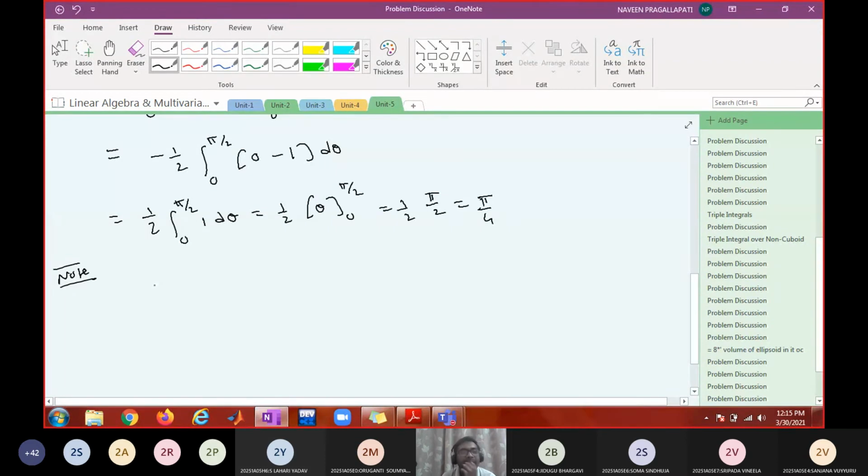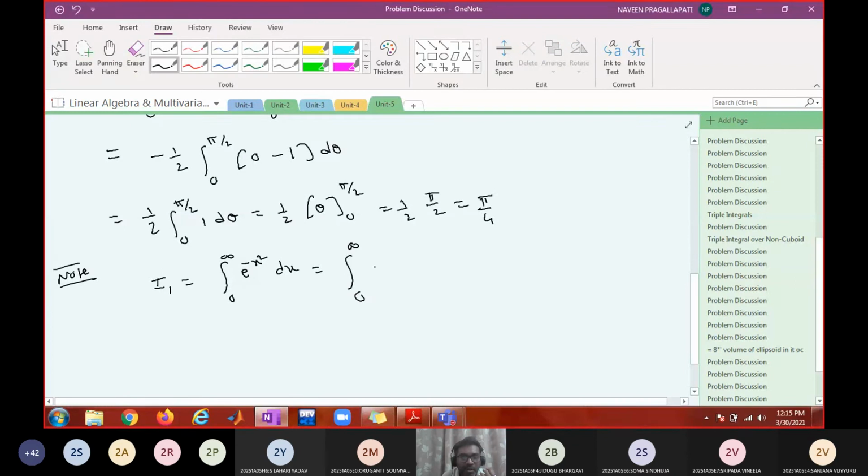Okay, let us consider some I1. I1 as integral from 0 to infinity of e power minus x square dx. There is some value of this integral. What is that value? We don't know. I'm calling that as I1.